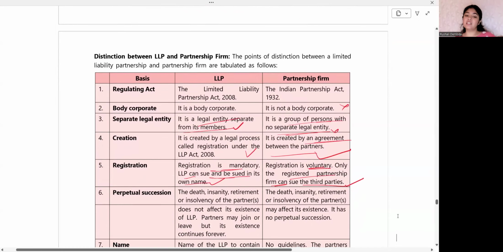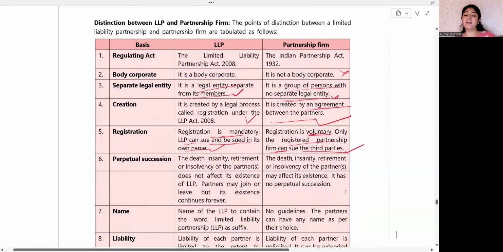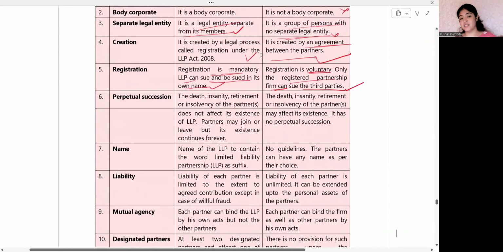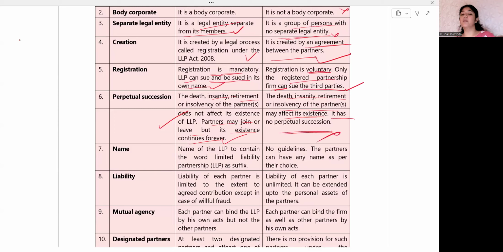Perpetual succession: death, insanity, retirement, or insolvency of a partner does not affect the existence of LLP. If the LLP is there, it can still exist even if the partner dies, becomes insane or retires. Partners may join or leave, but its existence continues forever. Here, in partnership, death, insanity, retirement or insolvency may affect its existence. It has no perpetual succession. It cannot succeed after all partners have died.